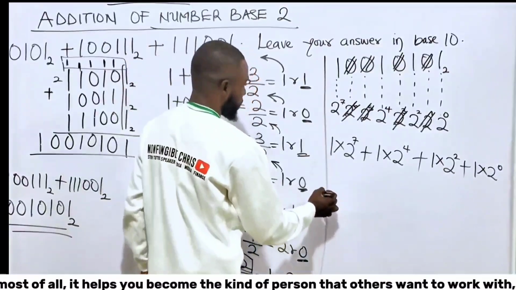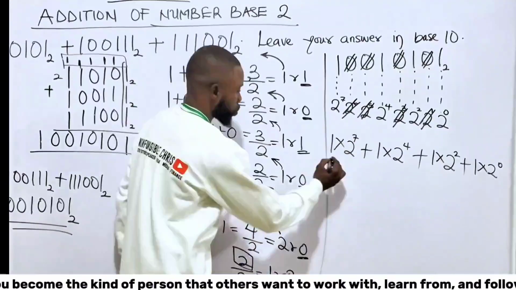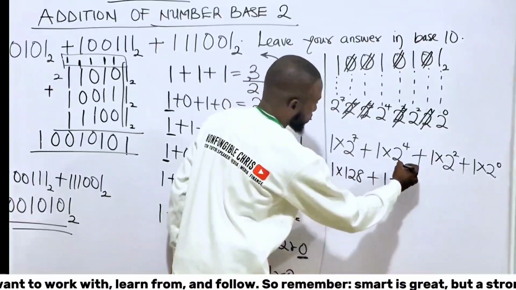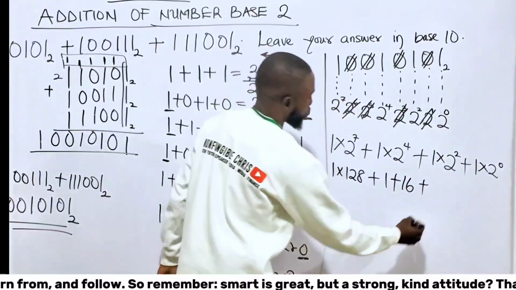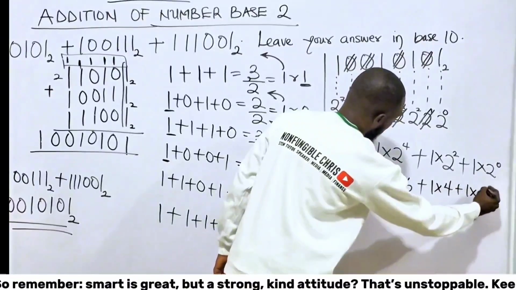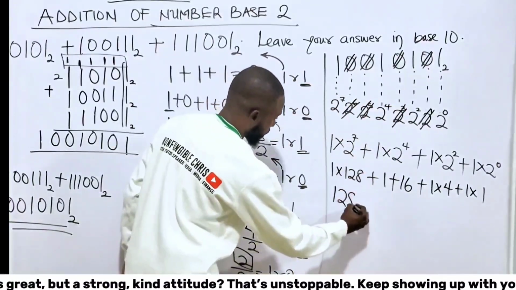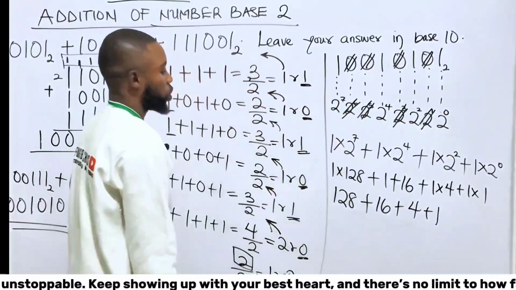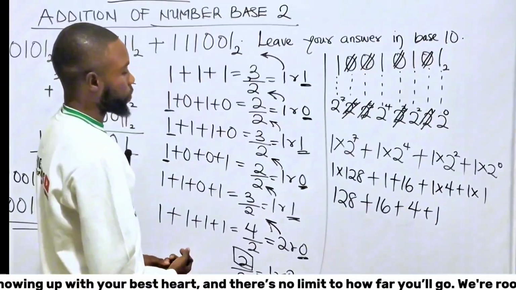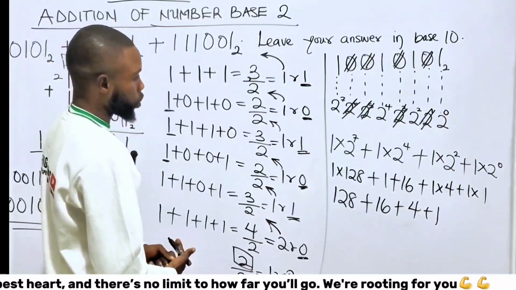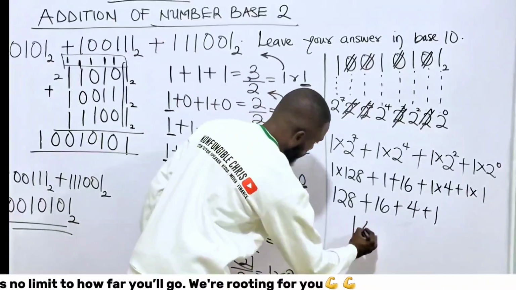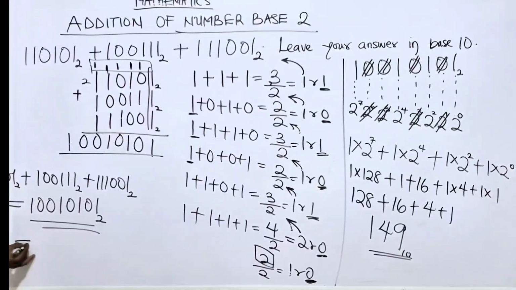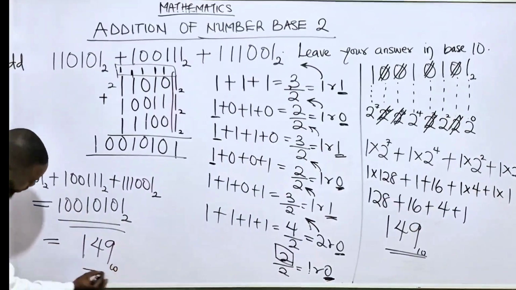So if we do this, by doing 2 raised to the power of 7, we're going to have 1 times 128 plus 1 times 16, plus 1 times 4 plus 1 times 1. So 1 times 128 gives us 128 plus 16 plus 4 plus 1, right? 128 plus 16 gives us 144. 144 plus 4 gives us 148, 149. So we have 149 in base 10.